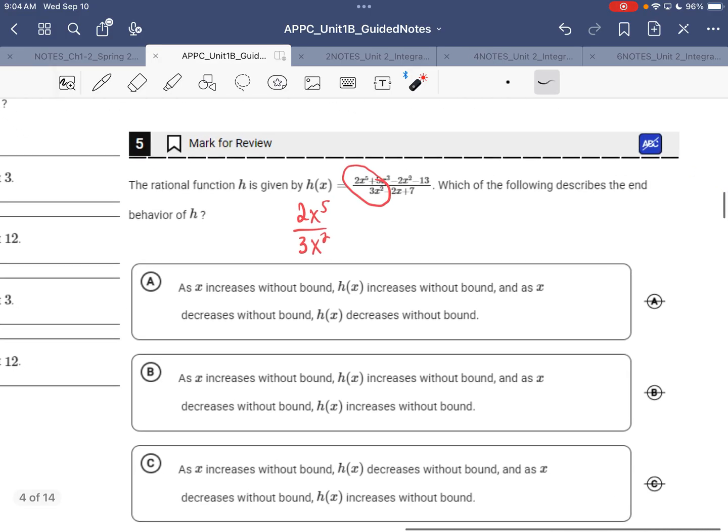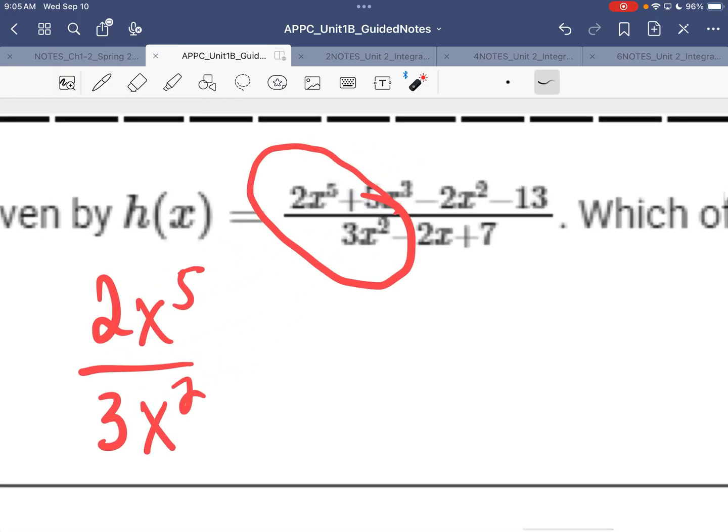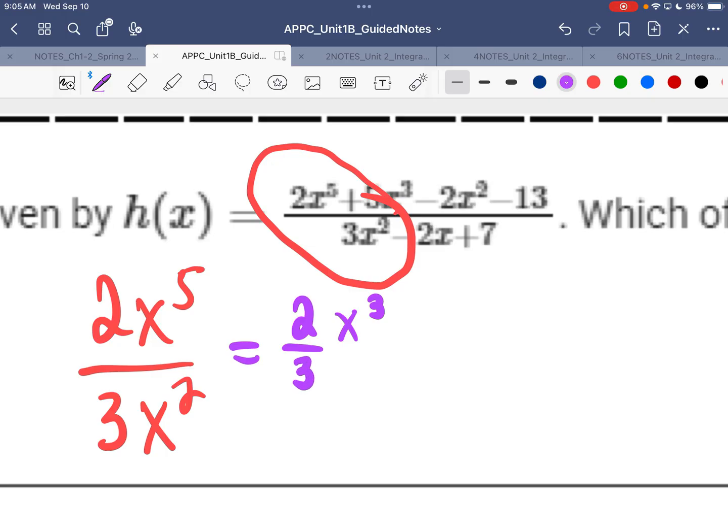All right, then looking at 5. On 5, we got h of x, describe the end behavior. This one was another one I kind of had to zoom way in on. We got 2x to the 5th over 3x squared. So again, we're just caring about the leading coefficients. So I only care about the 2x to the 5th and the 3x squared. Reduce that, and you have 2x to the 3 over 3.